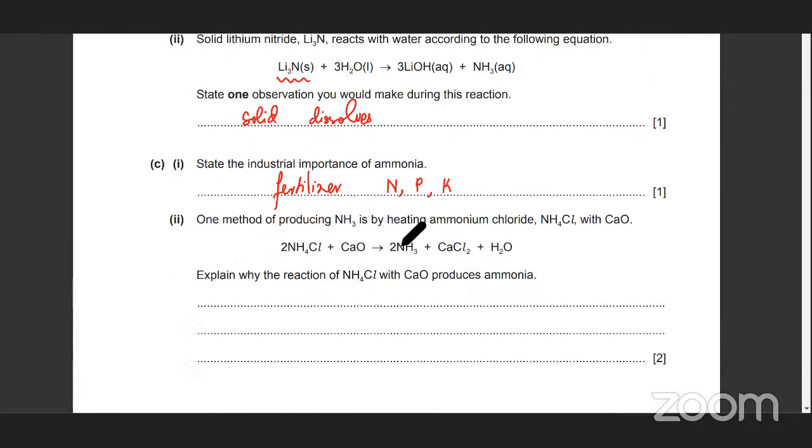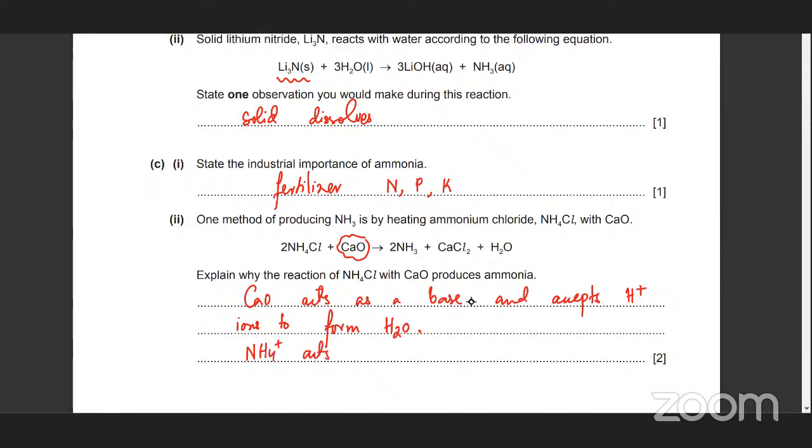Next one is one method of producing ammonia is by heating ammonium chloride with CaO. Explain why the reaction produces ammonia. The reason this reaction produces ammonia is that it's an acid-base reaction. What happens is that calcium oxide is going to act as a base, and it accepts H plus ions to form H2O. And where does it get those H plus ions? NH4 plus acts as the acid.